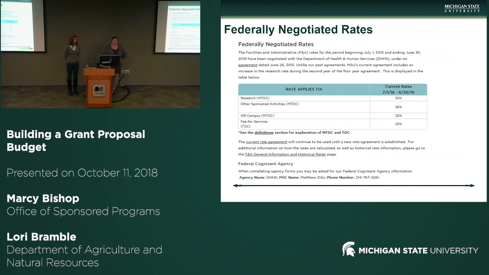Here's a table that shows our federally negotiated rates. We are coming up on the end of this period for this rate, so it'll be interesting to see next spring if this changes at all. Right now, we just move forward and budget everything at these rates. Research is budgeted at 55% on top of your MTDC. Other sponsored activities, typically education or public service, are budgeted at 36% of MTDC. And then off campus is 26%.